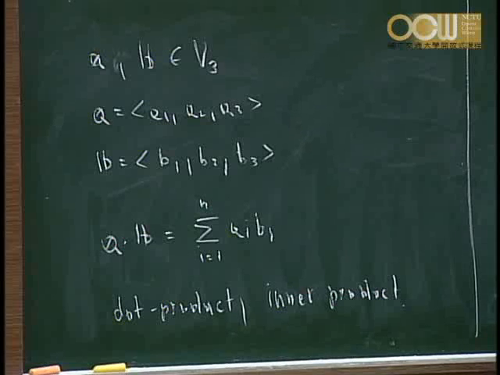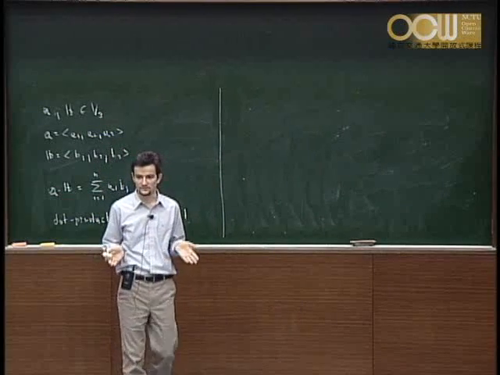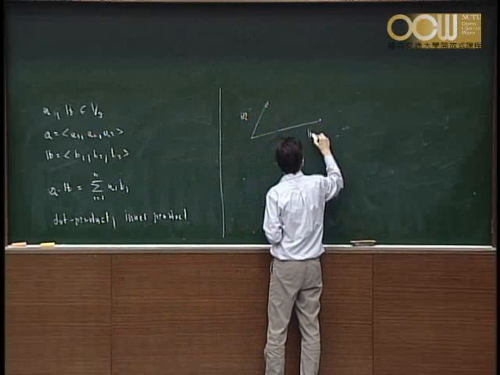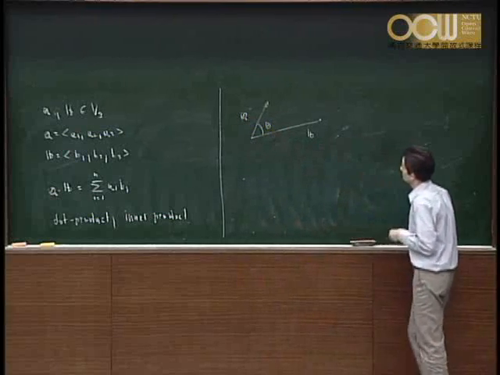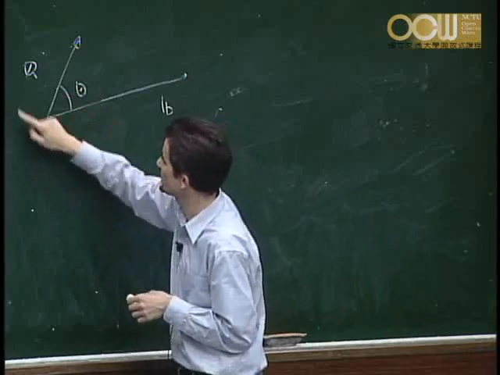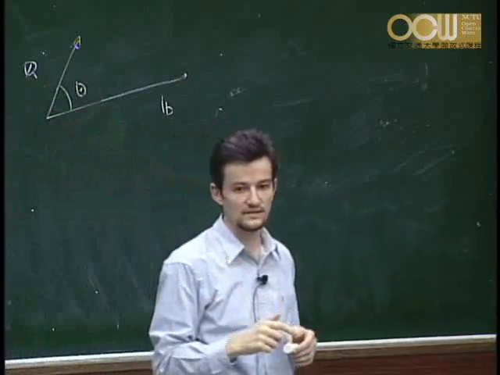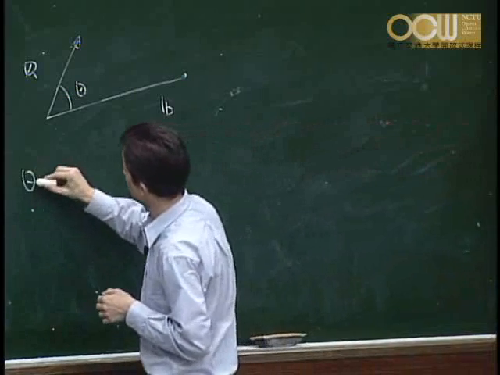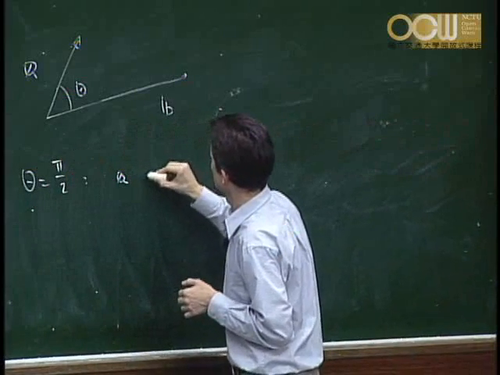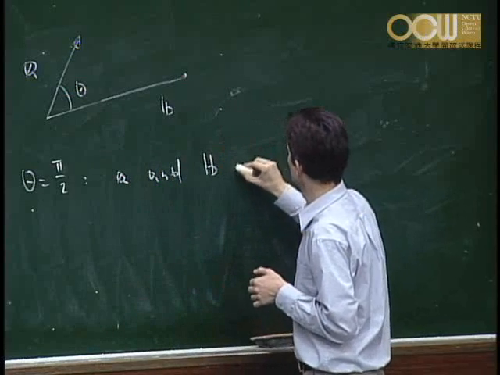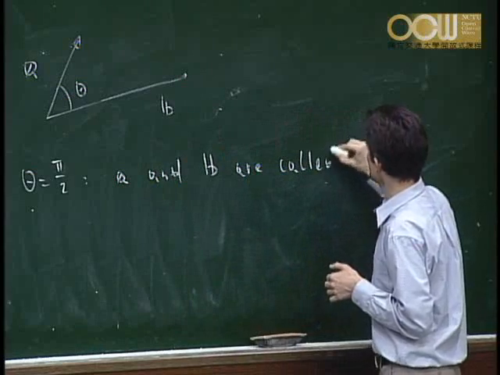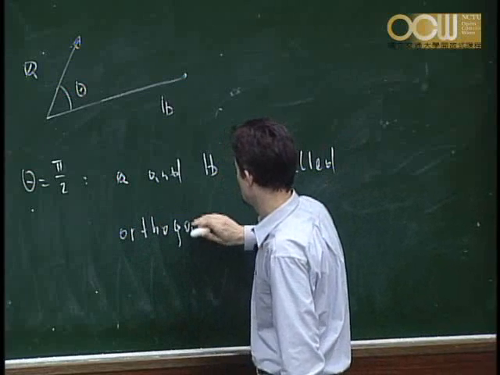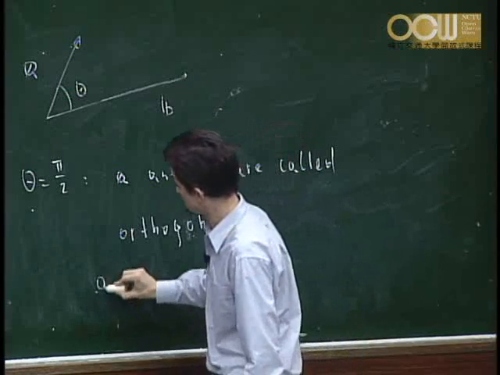It allows you to check whether two vectors are orthogonal or not. If this is a vector and this is a vector, then normally you define this angle here, theta. Of course, you have two different choices for theta. This would be one, and this would be another one. But you choose the one which is between 0 and pi. This is the angle between those two. And if theta is equal to pi half, then A and B are called, there are different names, perpendicular or orthogonal. Normally I write that A is orthogonal to B.